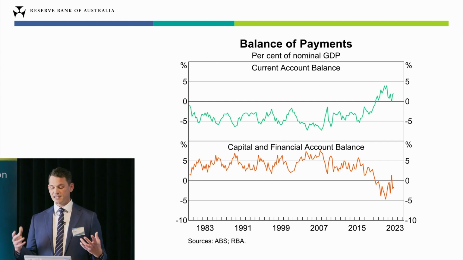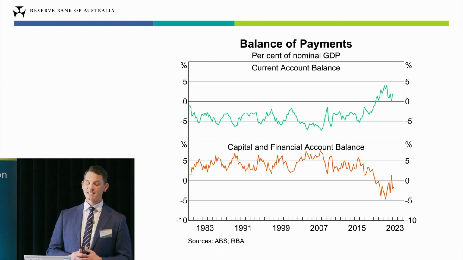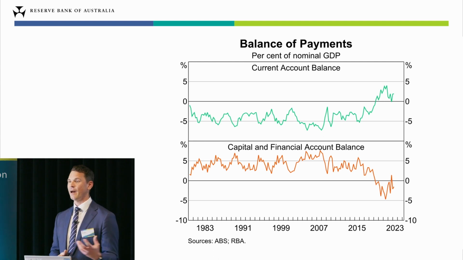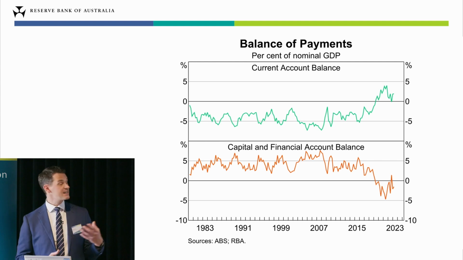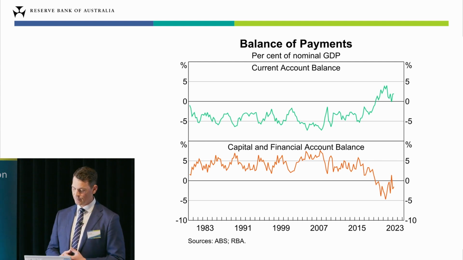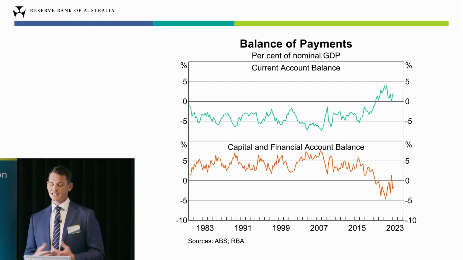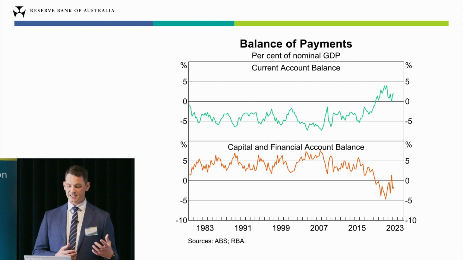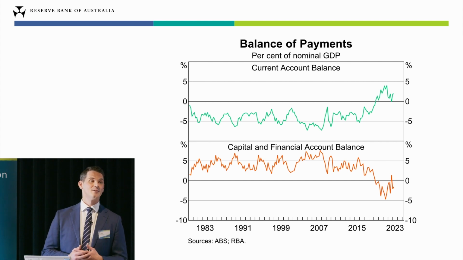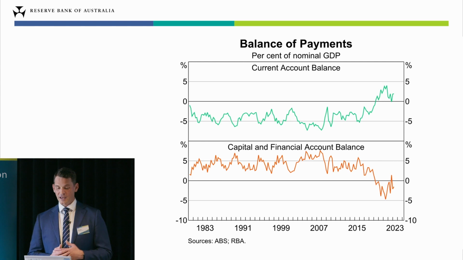And so funding for these investment projects was sourced from overseas and resulted in net capital inflows, which were reflected as a financial account surplus here. And so these inflows essentially topped up domestic savings, and Australia borrowed from the rest of the world. And that was to fund those investment opportunities.